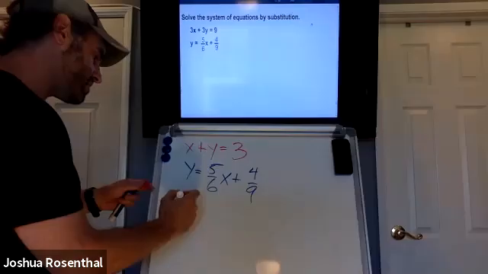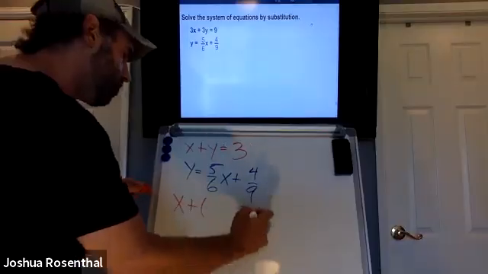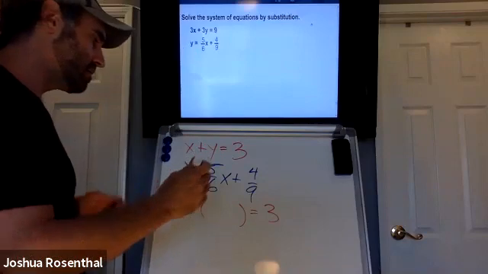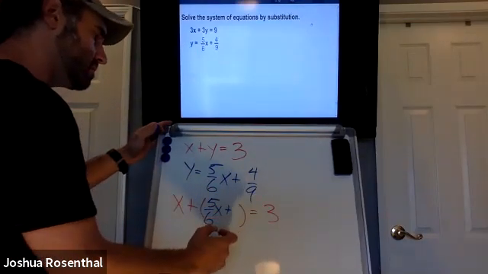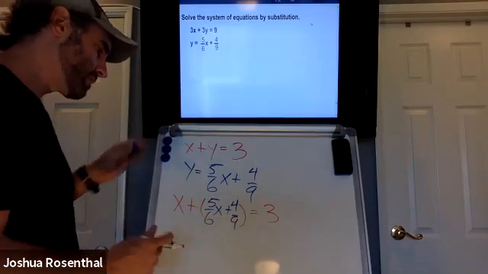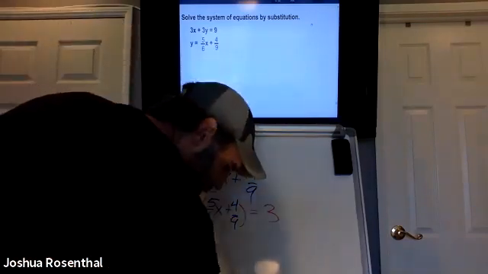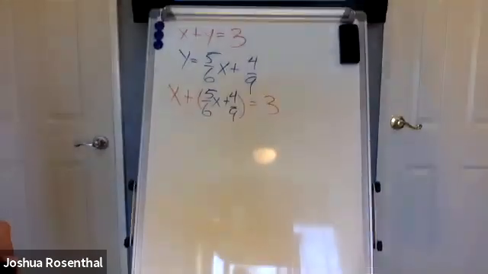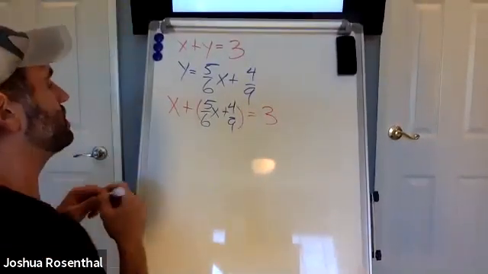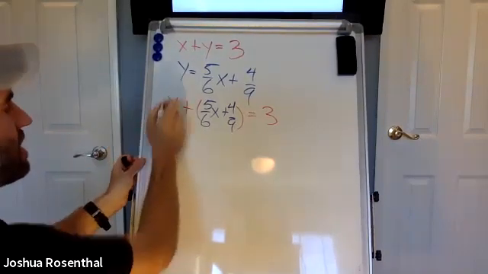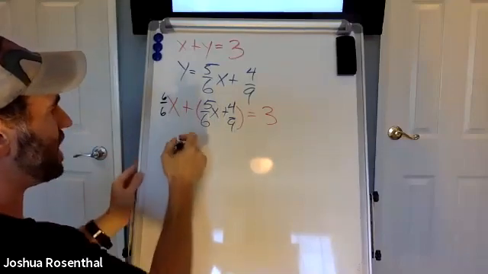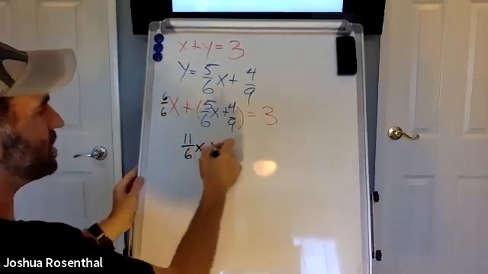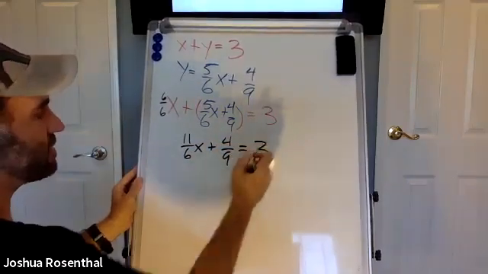x plus y equals 3. Where did the y go here? I'm going to plug in this, 5/6 x plus 4/9. Now, let's get into it. So this is 1x, so I'm going to make it 6/6, so I can add it to 5/6. So now I have 11/6 x plus 4/9 equals 3.